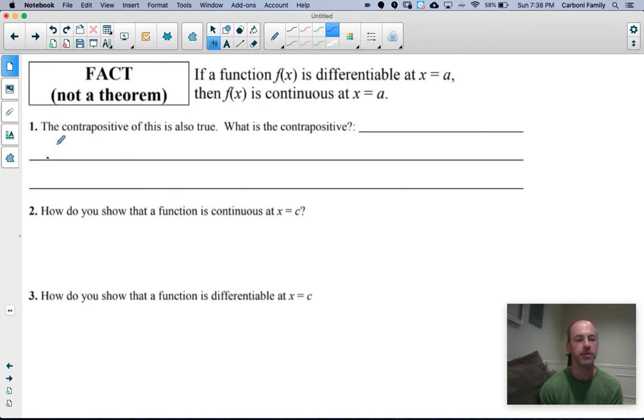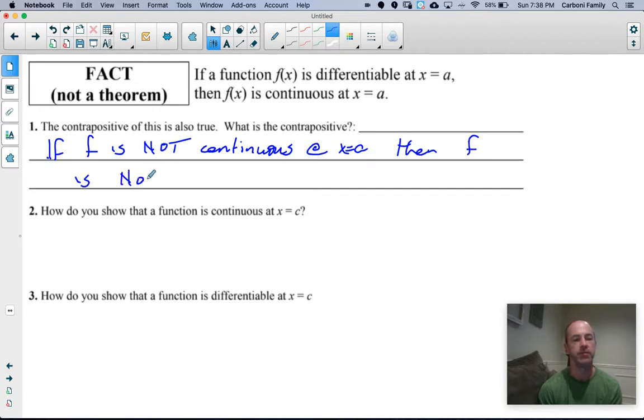So the contrapositive is if f is not continuous at x equals a, then f is not differentiable, and I'll abbreviate that diffable, at x equals a. So a function is not continuous means it is not differentiable. And if a function is differentiable, then you know that it must be continuous. And that is important to be able to make those connections.